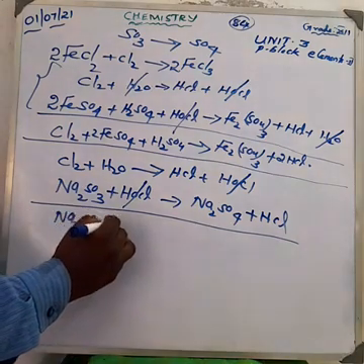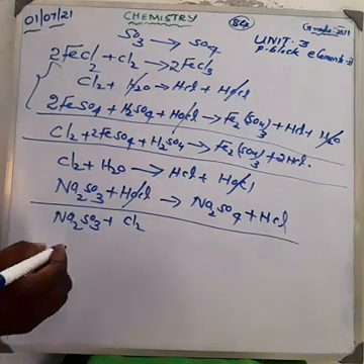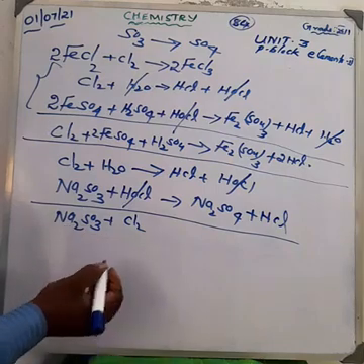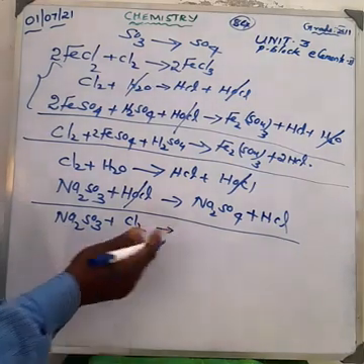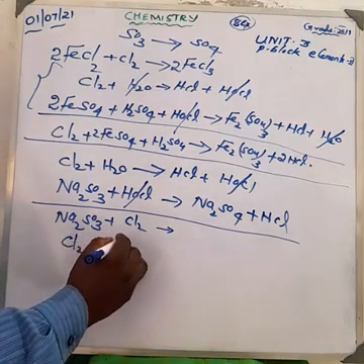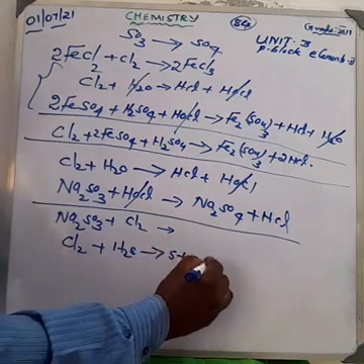And one more point. Hydrogen sulfide is converted into sulfur. That is Cl2 plus H2S gives sulfur S plus 2HCl. Am I right? 2HCl.